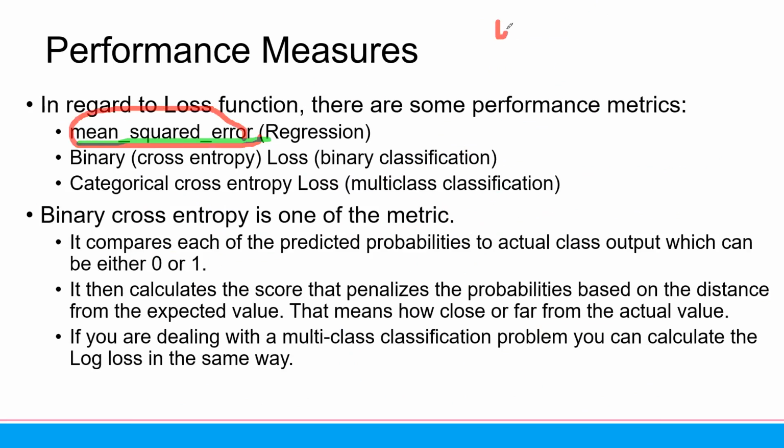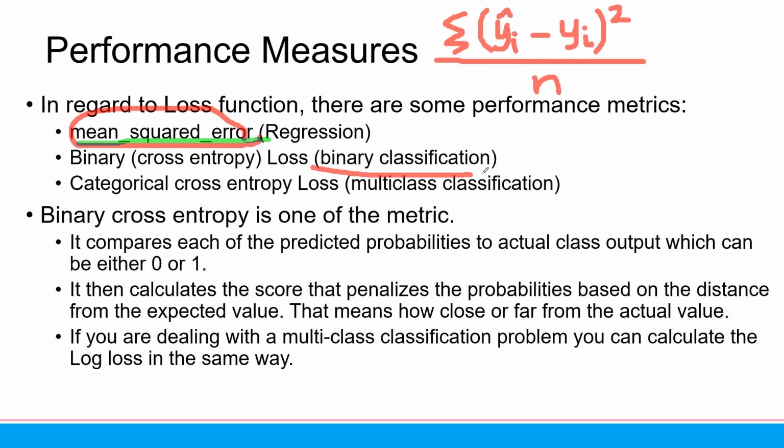Let's say we have the predicted data. The predicted data will be subtracted with the actual data, and then we will do the square. And we will do the summation for all the data, and finally we will divide it with the number of data. So this we call the mean square error.